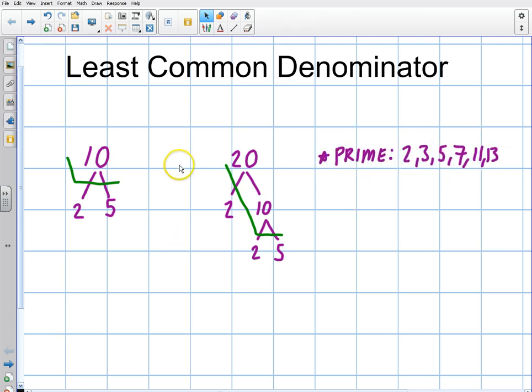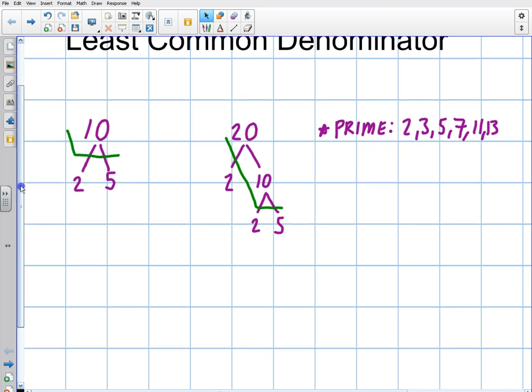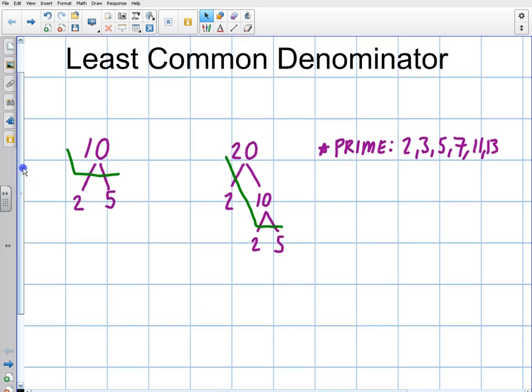Okay, so here's our prime factor tree. So now, how did I know that the least common denominator was 20? A lot of people can look at that and say, oh, it's 20. No problem, right? Well, here's how you know. Here's how you do this. What I'm going to do is first look at numbers that they have in common. What do they have in common?